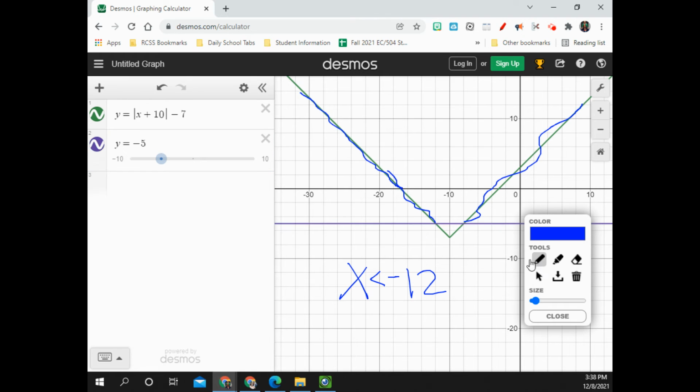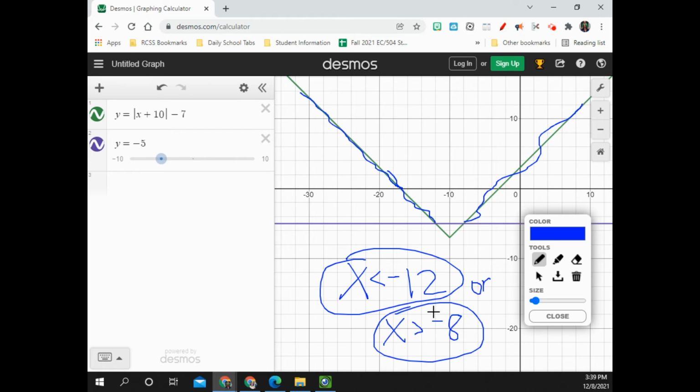So this and that would be greater than negative 8. Okay, so remember, this little symbol should point in the direction that we shaded. So from negative 12, I shaded left, it should point left. From negative 8, I shaded right, so it should point right. All right, so your answer is this or that.